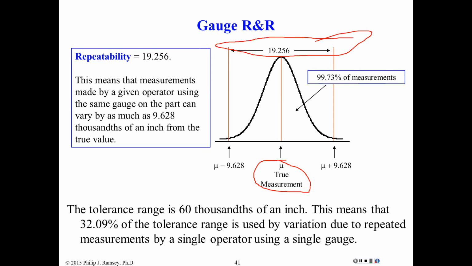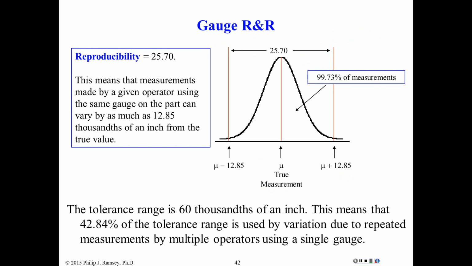Okay, so 9.628 amounts to 3 sigma, where this sigma is repeatability. And likewise, the other dimension is minus 3 sigma. So the total variation taken up just by repeatability, the fundamental noise in the measurement system, is almost 20 thousandths or 32% of the tolerance range for the part.